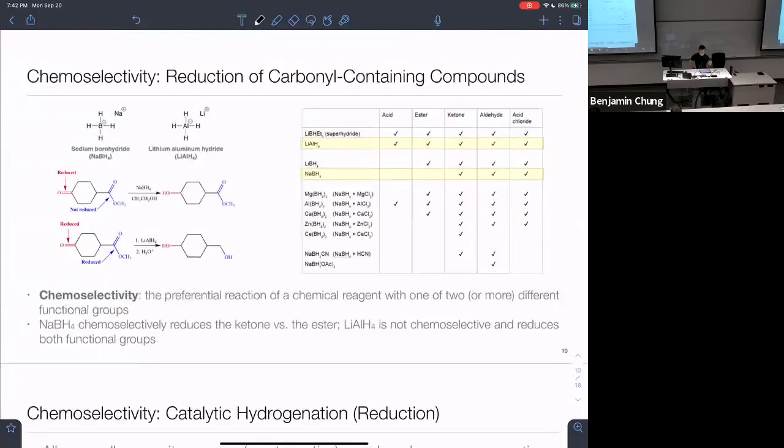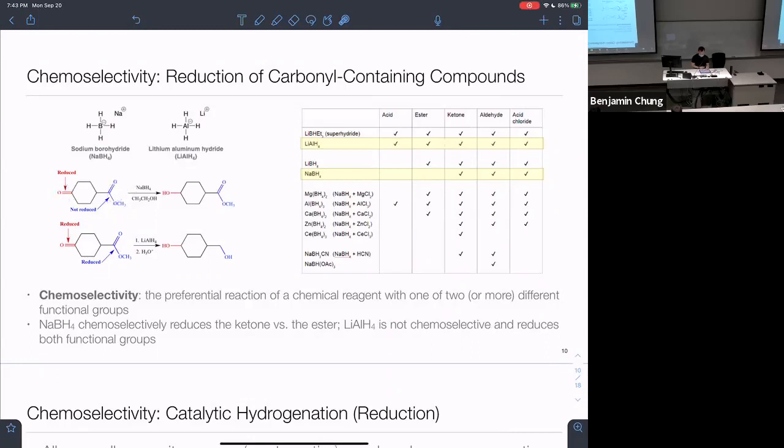So we can also go the opposite direction. We can reduce carbonyl-containing compounds. And I'm sure you guys have learned about sodium borohydride and lithium aluminum hydride. And actually, this is an example of chemoselectivity that you would have seen in your previous studies. So first, let's define what chemoselectivity is. Chemoselectivity is the preferential reaction of a chemical reagent with one of two or more different functional groups. Essentially, if you have multiple functional groups that can be affected by a reagent, a reagent is considered chemoselective if it can react with only one of them selectively over the other.